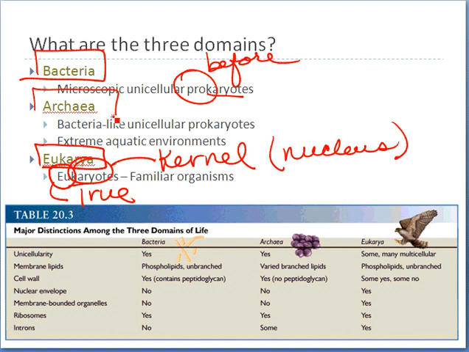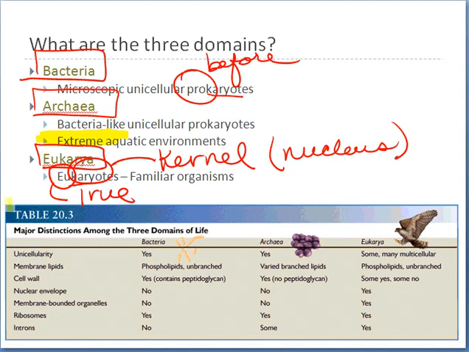Now the third domain is the archaea, and the archaea are also prokaryotes. They're very similar to bacteria. They're unicellular, but their claim to fame that makes them distinct is that they survive in very extreme environments: extremely hot environments, extremely cold environments, extremely salty environments, what have you. They survive in extreme environments.